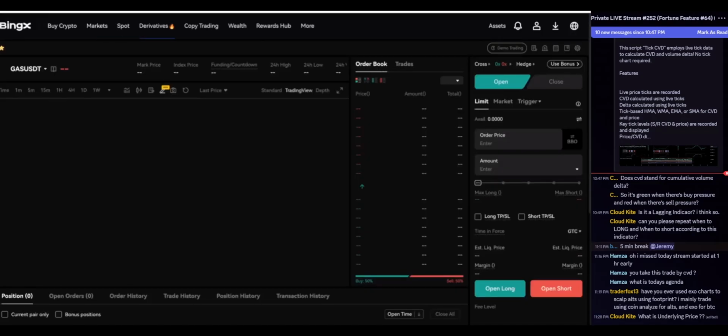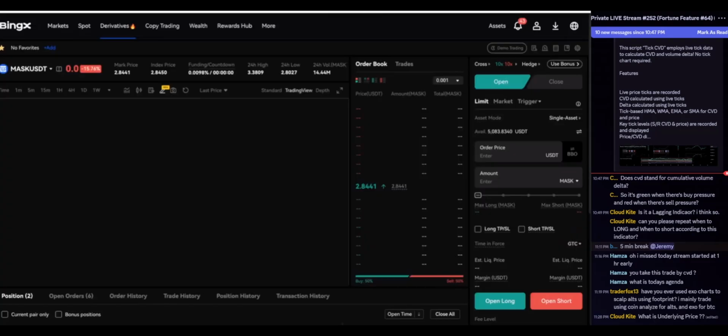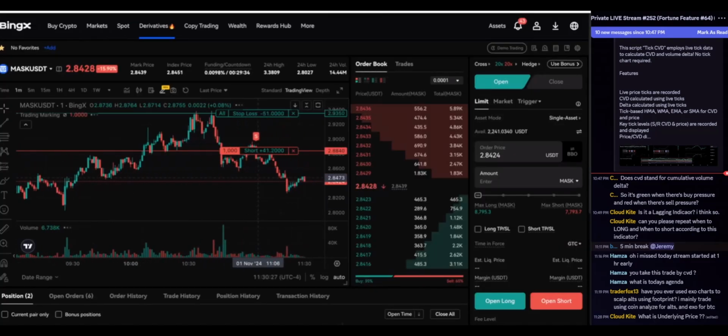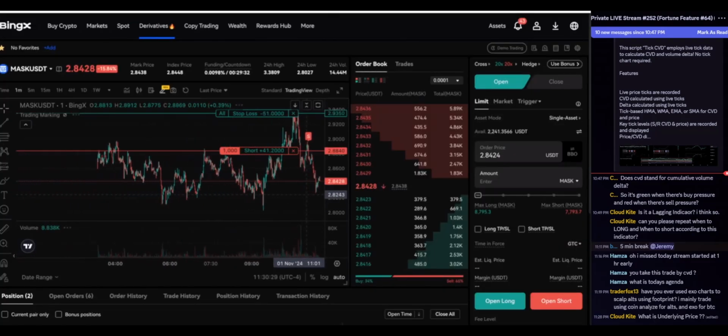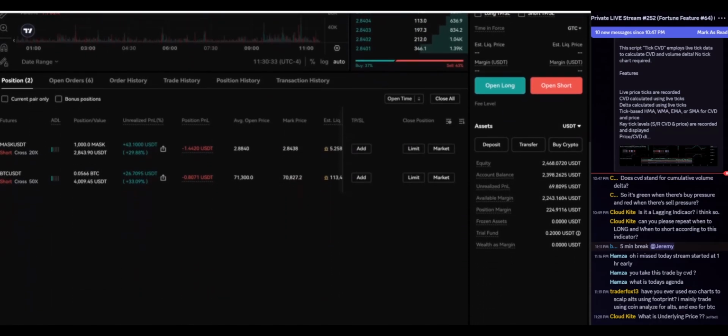Hopefully in the green. Let's go see. So they're both pretty deep in the green. Mask is just consolidating. Mask is just chilling here. So we're up about 41 there. Nice. Cool. Yeah, I mean, there's just not much to change here.